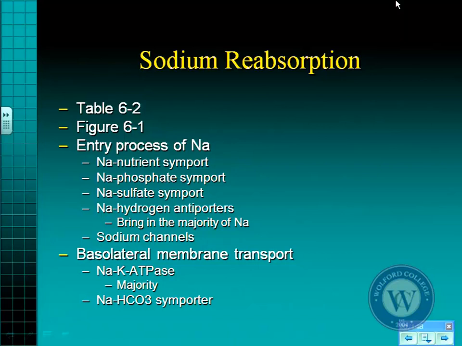On the basolateral membrane transport side, that means that's the side that's attached to where the basement membrane is, which is right next to the blood vessel. So ultimately, the only way to get sodium out of the cell is it's got to get pumped out into the plasma. And that's where your energy sources are. That's where the energy is going to be consumed, because that's the one that's really pushing it up the gradient.